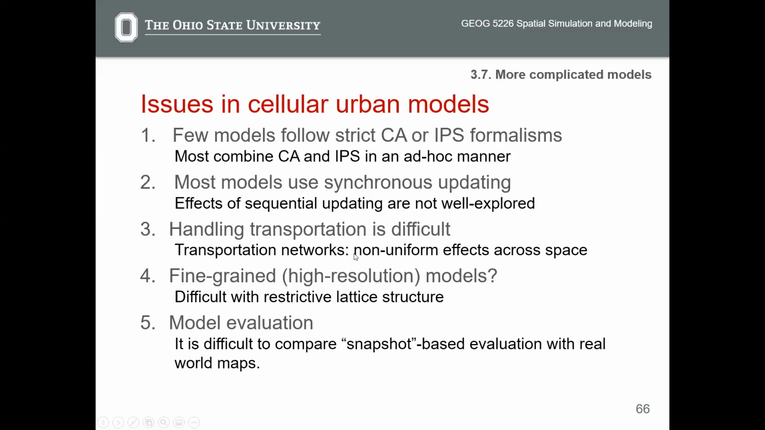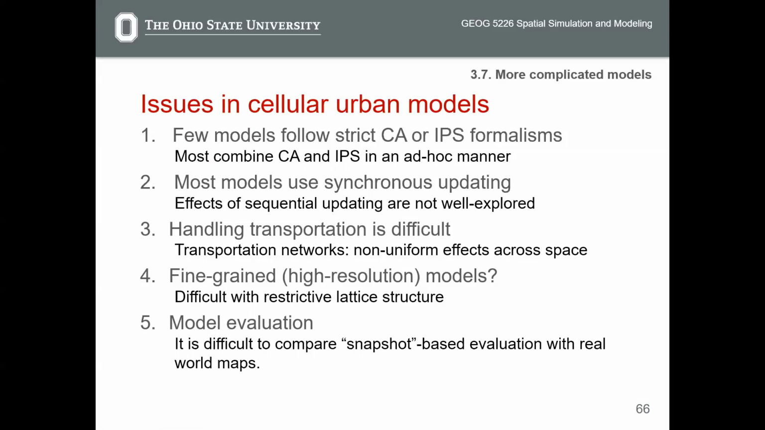Transportation networks are very special. If you want to address them on a lattice and simultaneously address urban change, it is pretty hard because the transportation networks cause non-uniform effects across space, which means that usually when we're creating a set of transition rules for, say, a lattice, these rules apply to each cell within the space, but transportation is different.